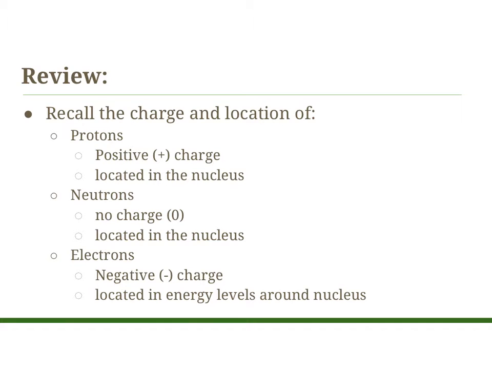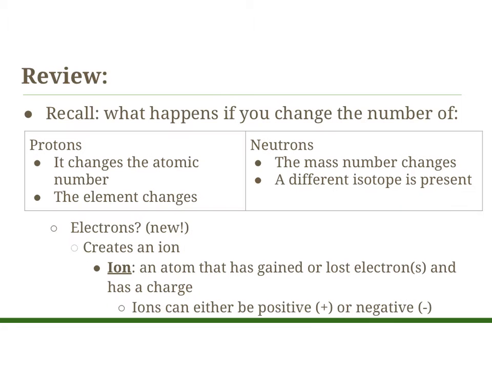Protons always have a positive charge. They are located in the nucleus of the atom, and that's important to remember. Neutrons have no charge, and they are located in the nucleus of the atom as well, whereas electrons have a negative charge, and they're located in energy levels outside or around the nucleus. So those are some things that you need to keep track of and remember.